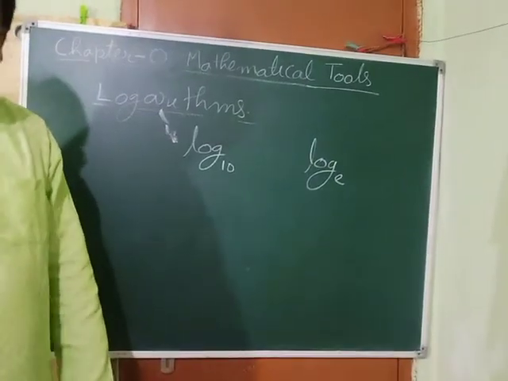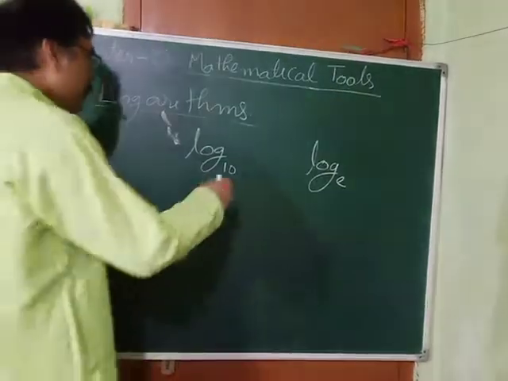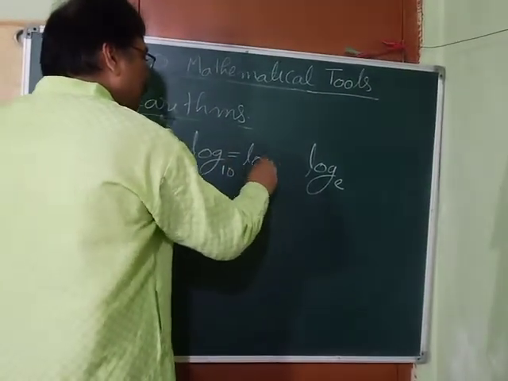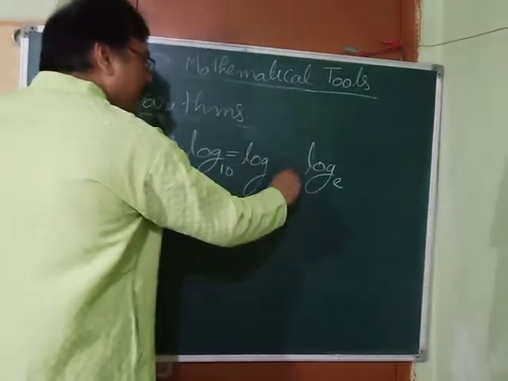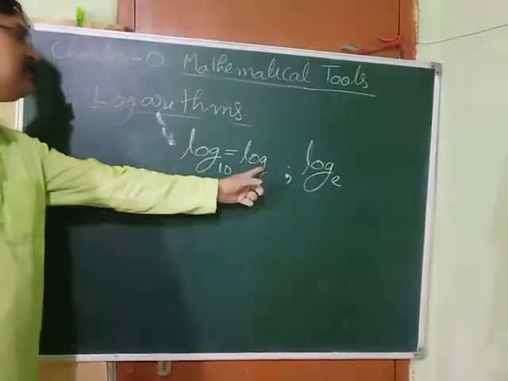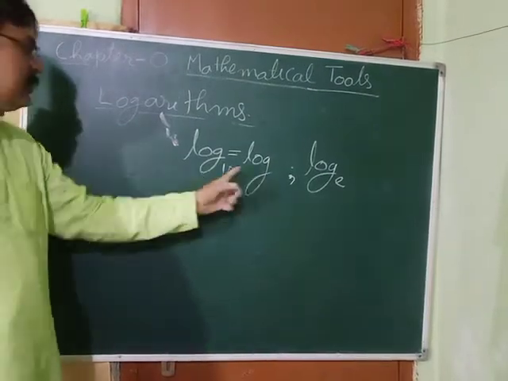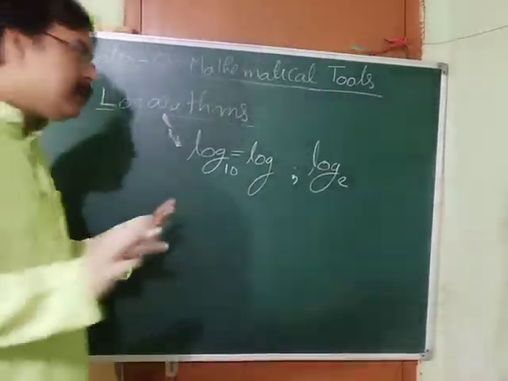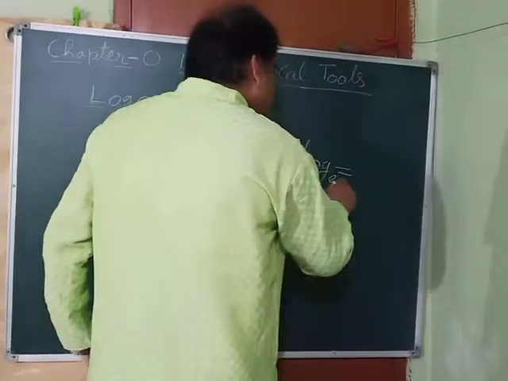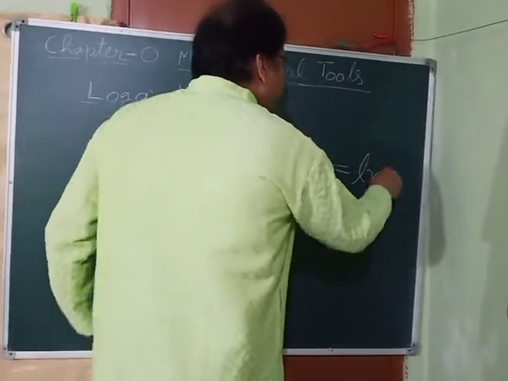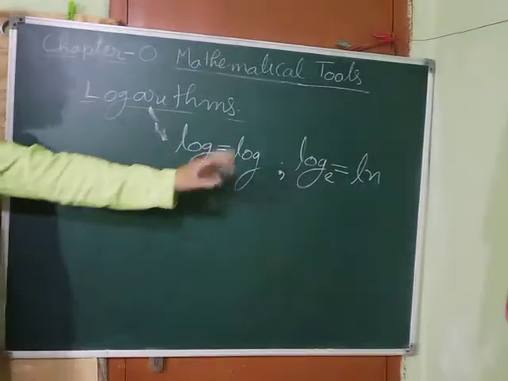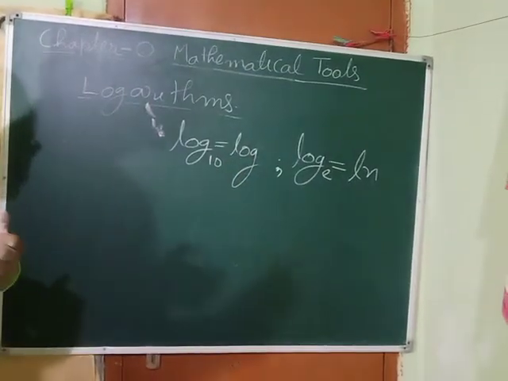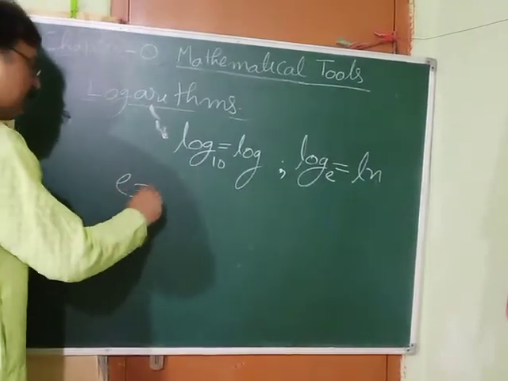So what people decided was to write this like log only. If you are writing only log, people will understand that it is log to the base 10. You don't have to write 10, clear? And for this other one, they used to write ln. If you are writing ln, that means it is log to the base e. But what is this e? You are still wondering. e is actually a constant.